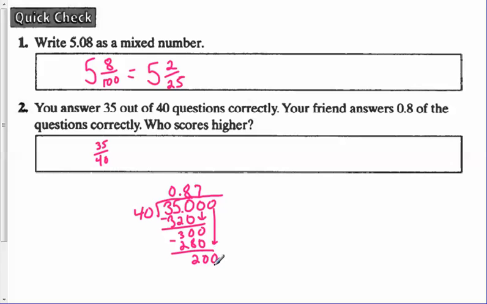40 goes into 200 5 times. 5 times 4 is 20, so 5 times 40 is 200. I subtract and I get 0. So comparing 35 over 40, that 35 over 40 equals 0.875, or 875 thousandths. Well, that's definitely greater than 0.8. So who scored higher? Our 35 out of 40.